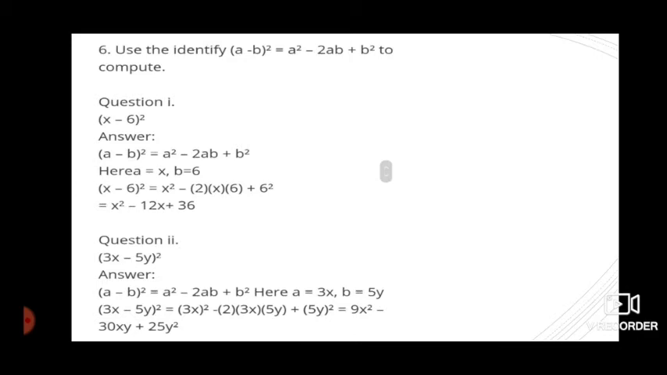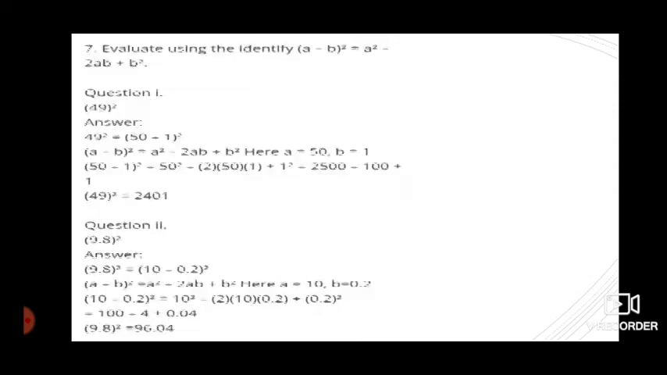Minus the middle term. First I will multiply the constants. 2 threes are 6, 6 fives are 30, and variables x, y. 30xy. Plus (5y) whole square means square is applicable for both 5 and y. 5 square 25, y square. That's it. So the final answer is 9x square minus 30xy plus 25y square.